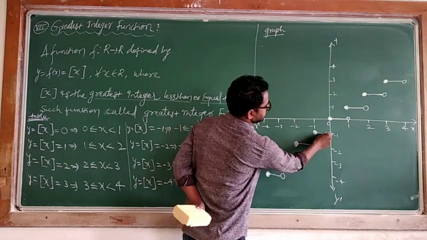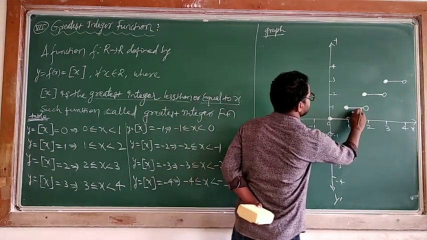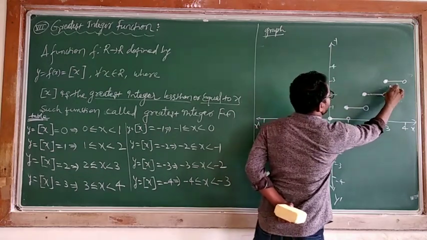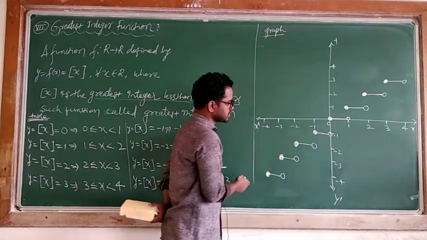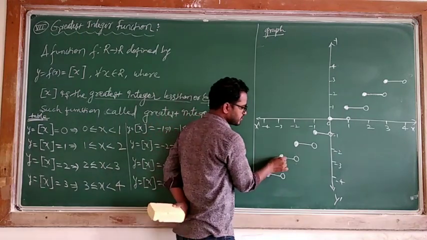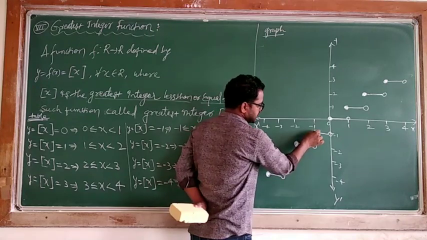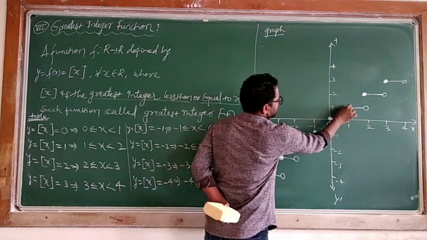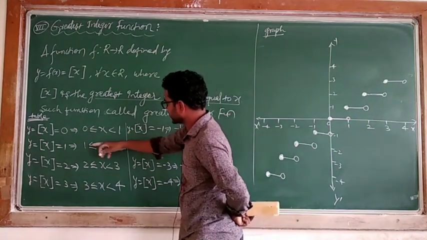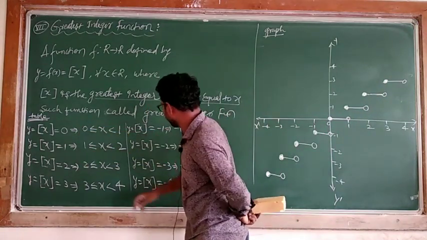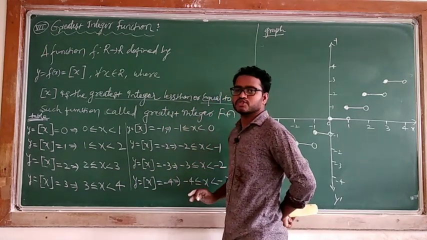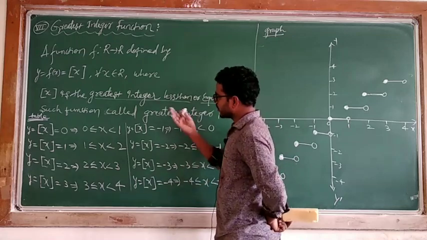You draw lines, and one side is shaded, because the shaded circles are considered y values. The y values we get are only 0, 1, 2, 3, minus 1, minus 2, minus 3, minus 4, meaning we get only integers, but for x you can take any value.